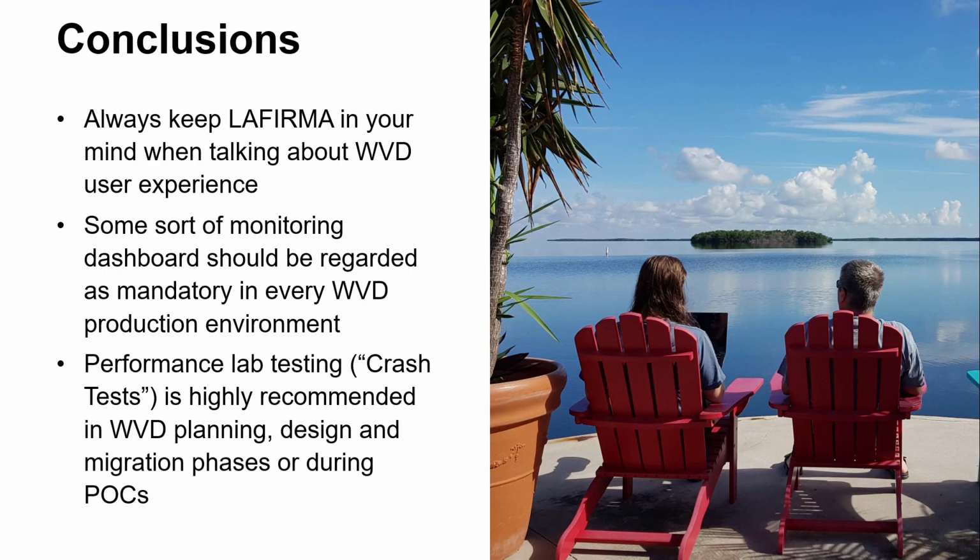Let's come to the conclusions. Don't forget La Firma. I'll show you the criteria list again in a second. Don't even consider running your production WVD environment without monitoring. It simply won't work. Don't walk in the dark during WVD planning, design, migration, or proof of concept phases. Building test labs is tough, but it's worth it.